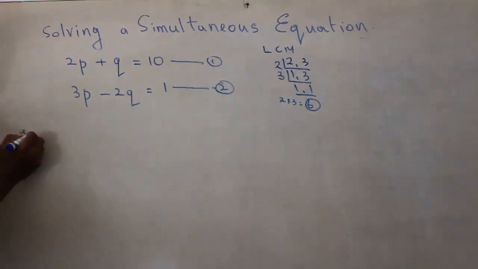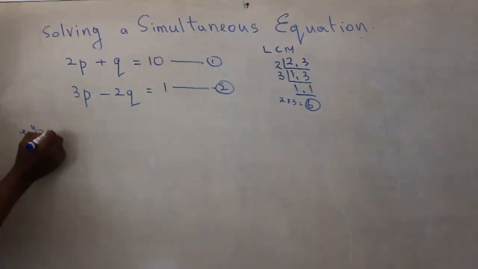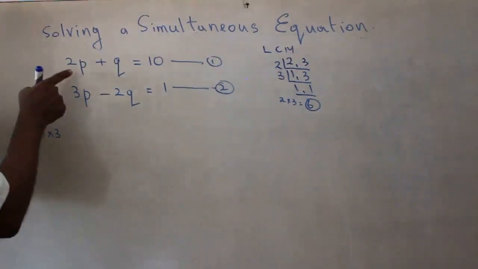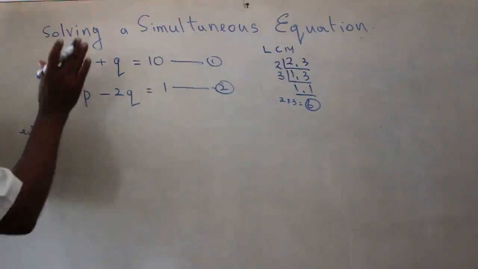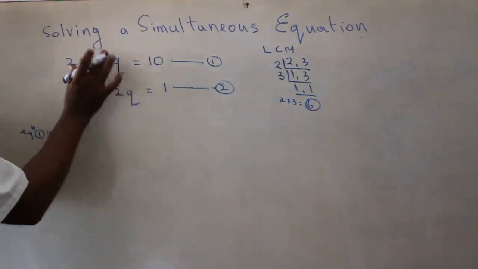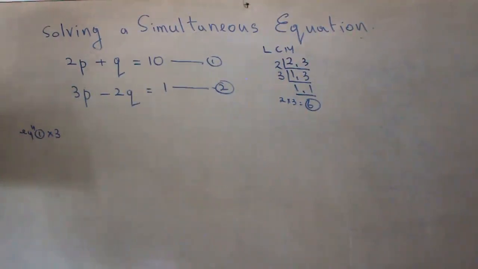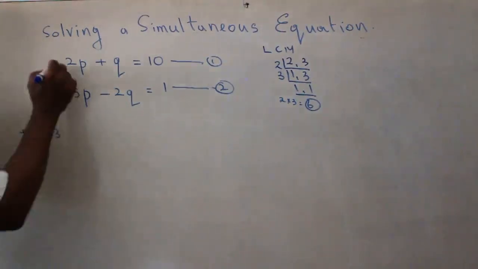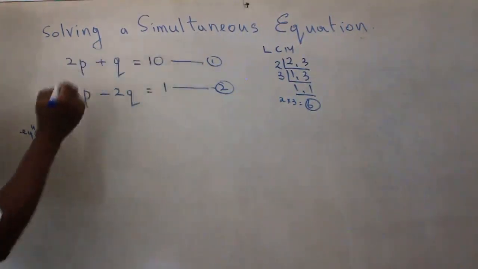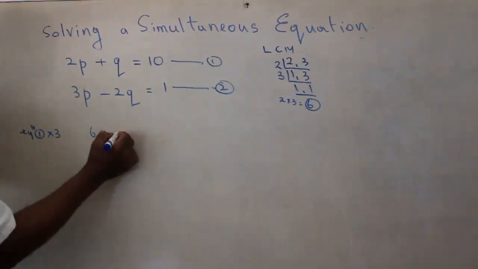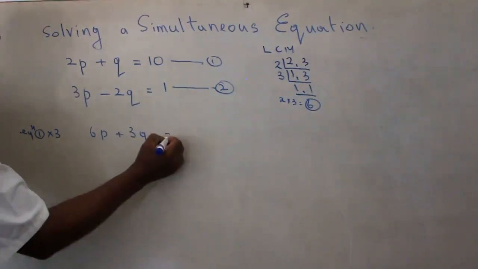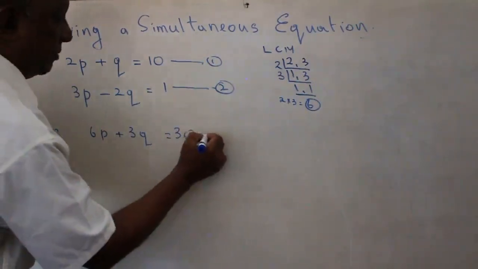Equation 1, we are going to multiply by 3. I cannot multiply only this part, because it's an equation. If I multiply anything on the left hand side, I will multiply the right hand side too, otherwise the equality will be disturbed. So we multiply the left hand side of equation 1. When you multiply by 3, it will be 6p plus 3q is equal to 30. That will be equation 3.